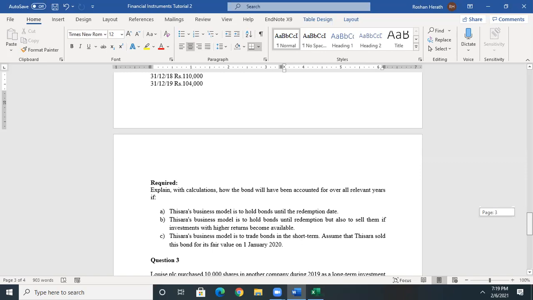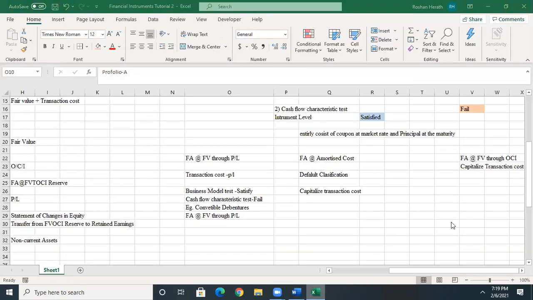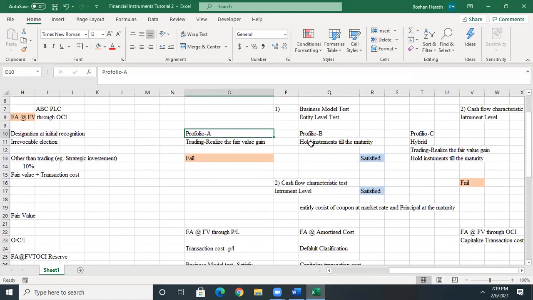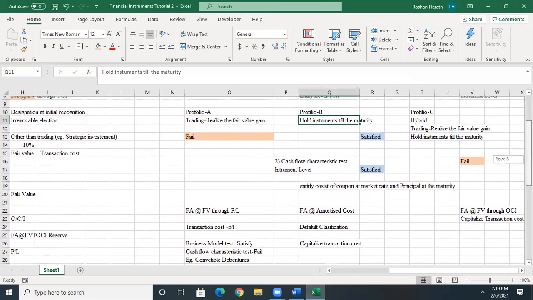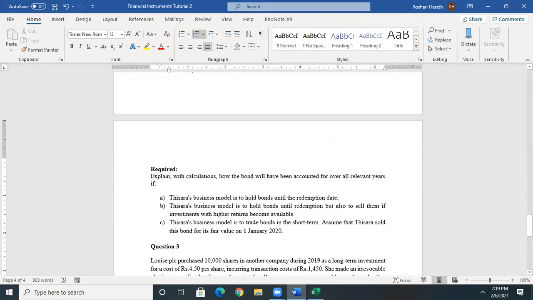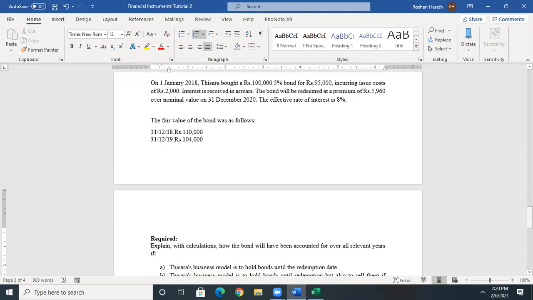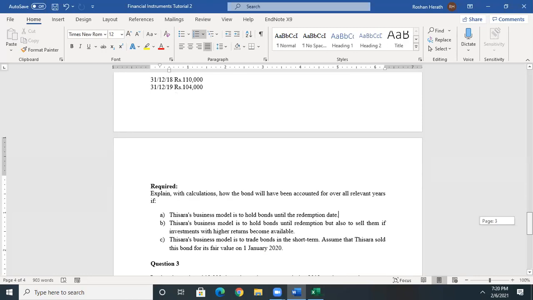So there are certain circumstances. First, if the business model is to hold the bond until the redemption date, so you want to hold this till maturity, then the cash flow characteristic is taken for granted to be covered. Because if it is held till maturity, it is at the market rate and you are also getting the principal amount. So under the first circumstance, let us see that.